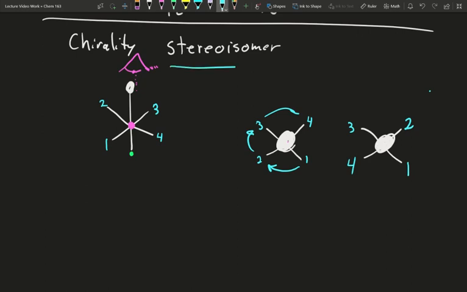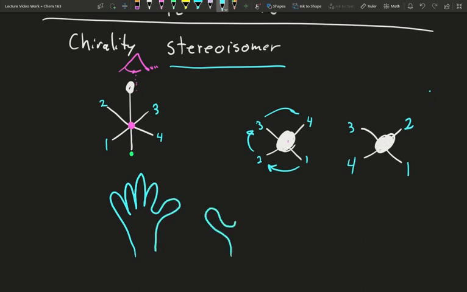This is the idea of a stereoisomer. It's the difference in how you rotate things, in this case. Most common example for this is your hands. Imagine you got your hand and your thumb. Then you have your other hand with your thumb and index, middle, ring, and pinky.